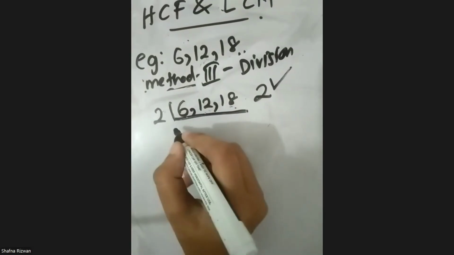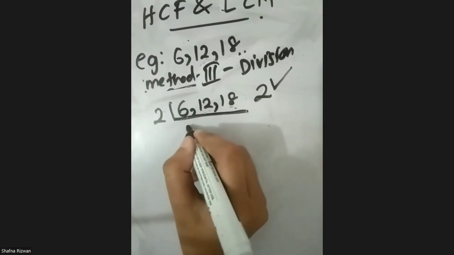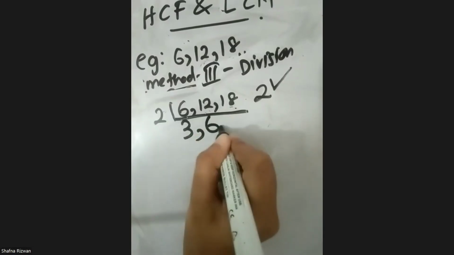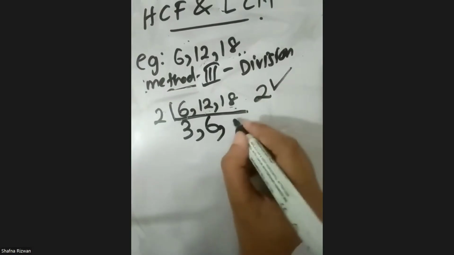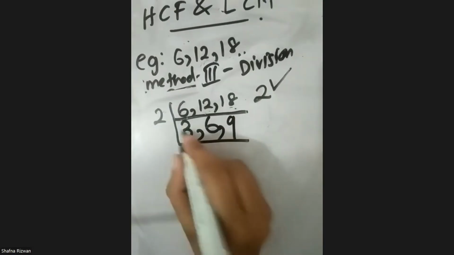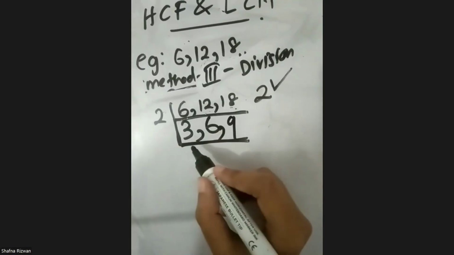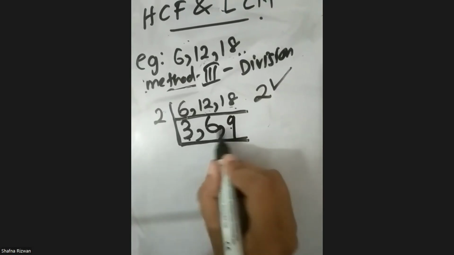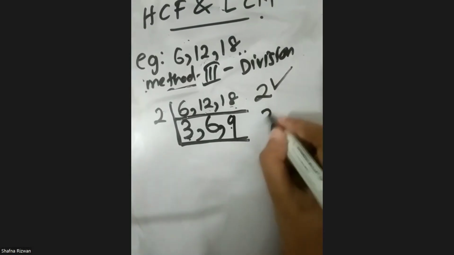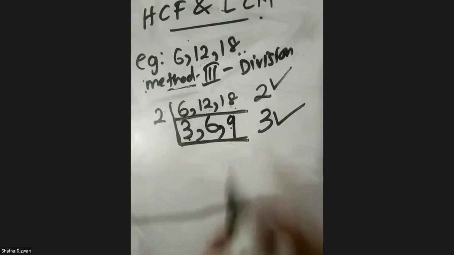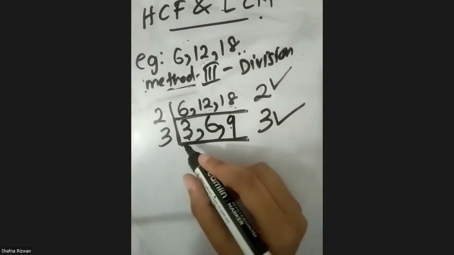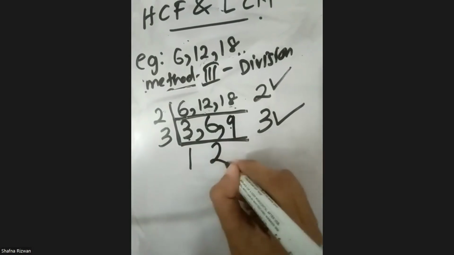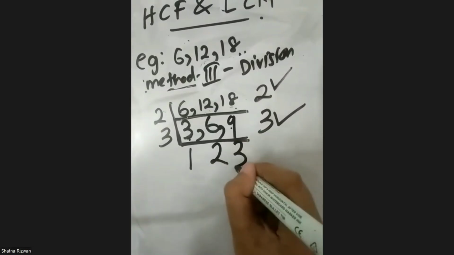Now 6 divided by 2 is how much? How many 2s do you have inside 6? That is 3. And in 12, how many 2s? 6. In 18, how many 2s do you have? 9. See, very easy. We are doing everything in one division. Now say by which number you can divide 3, 6, 9, all three. Can't you see all of these are divisible by 3? So I am going to take 3 here. Now 3 divided by 3 is 1 time. In 6, how many 3s? 2 times. In 9, how many 3s? 3 times.